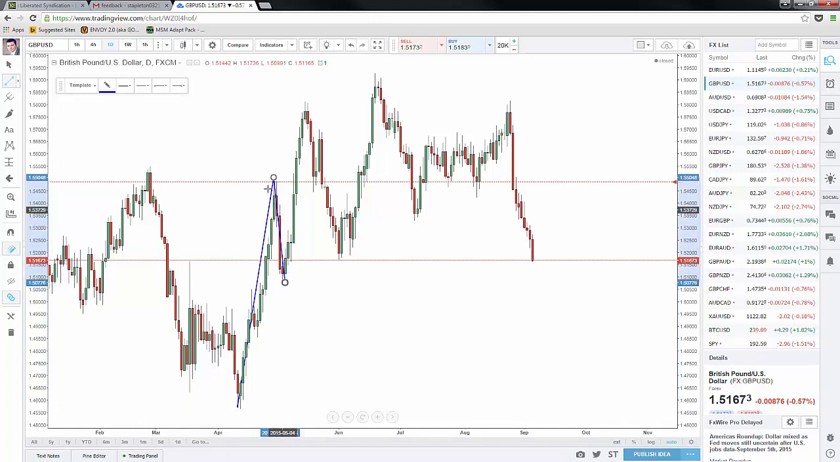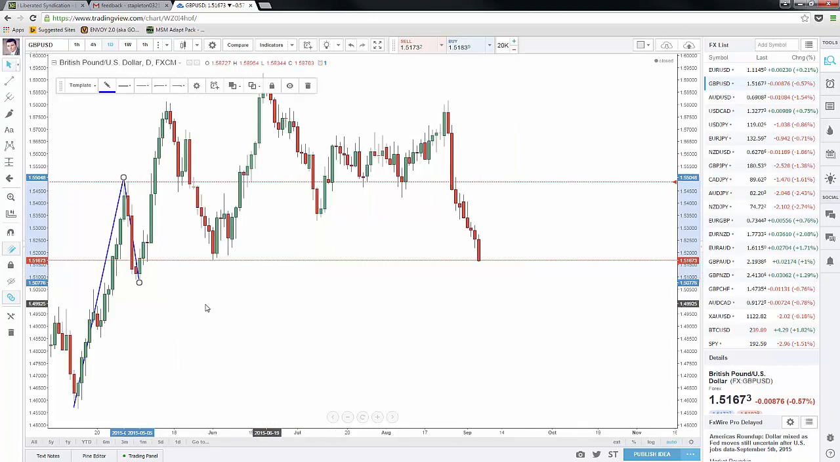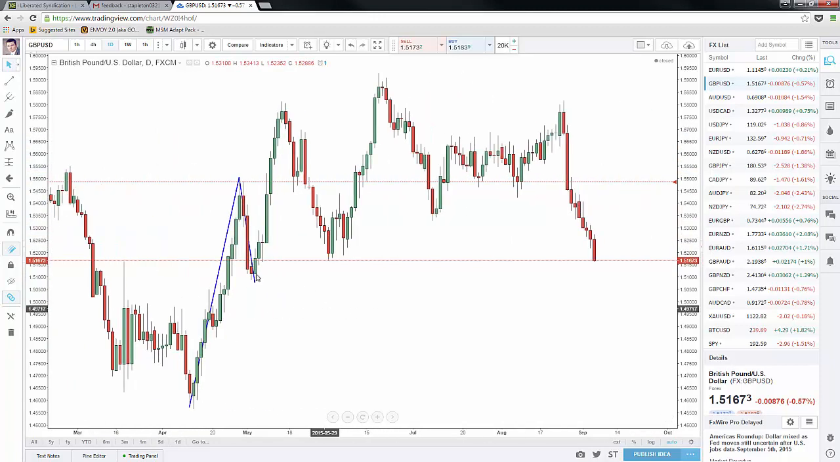And as you can see, the market put in an initial low and an initial high. Then it put in an outside retracement, and it put in a higher low. Why is it a higher low? Because this low is higher than this low.